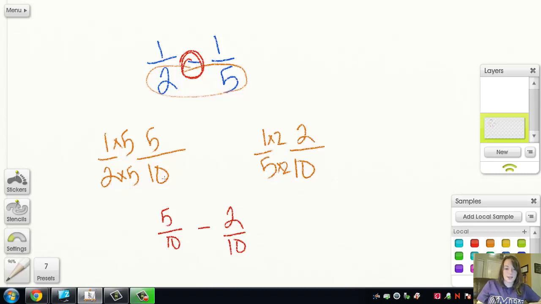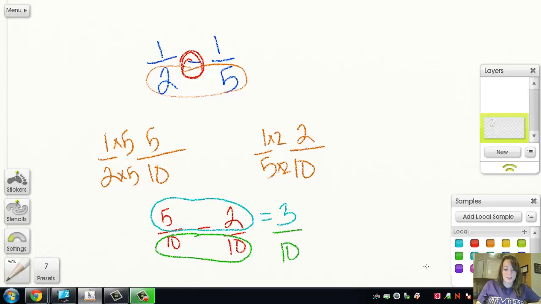Now I take the tops and I subtract. 5 minus 2 is 3. And 10 stays the same, because I have 5/10 and I'm taking away 2/10. So I have 3/10 left over. And this cannot be simplified, so that is my answer.